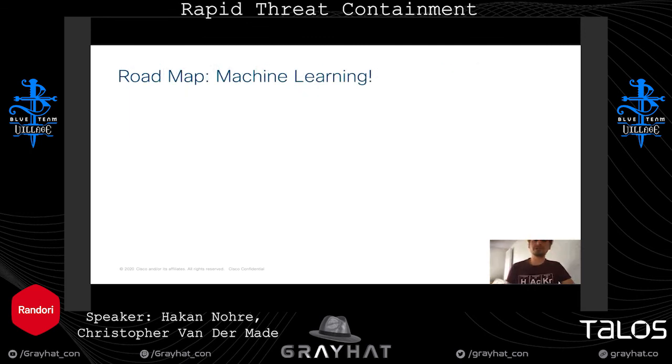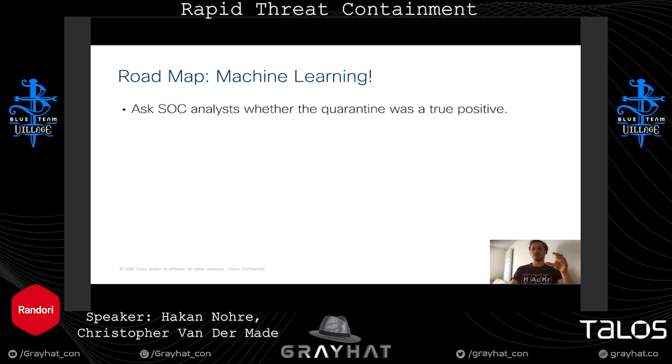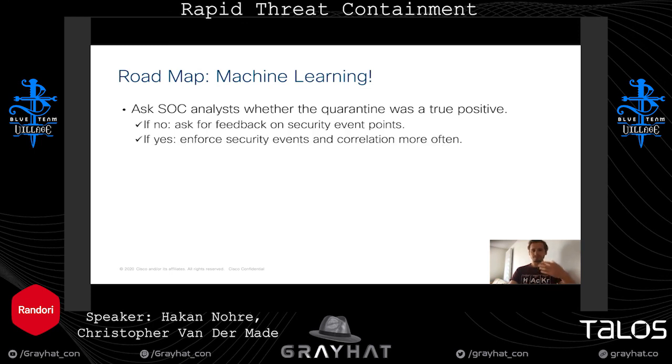Now with regards to the machine learning, we basically want to ask the analysts in the GUI whether the quarantine or the rapid threat containment was a true positive. So we want to make an easy button that they can click: yes, I've done my research and this rapid threat containment actually saved us a lot of trouble. Now the system can learn based on that. So that is something we want to incorporate. And if it wasn't, we will ask feedback on the security event points. So maybe that security event wasn't so relevant after all.